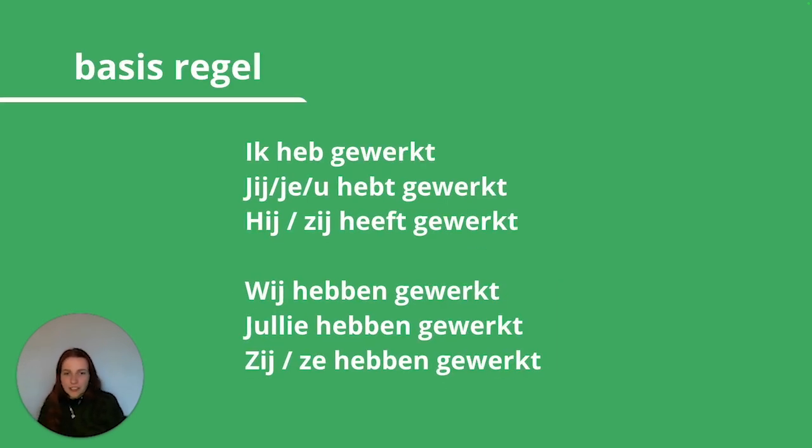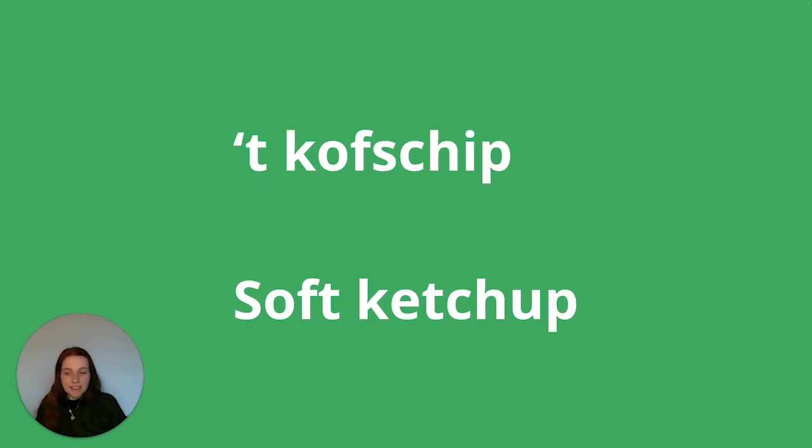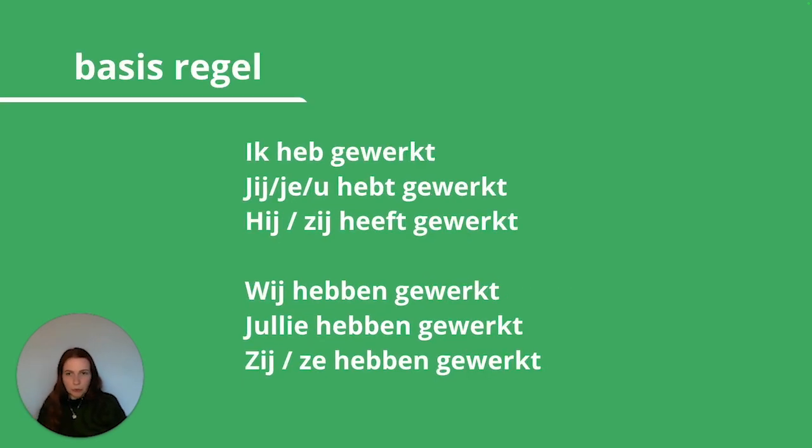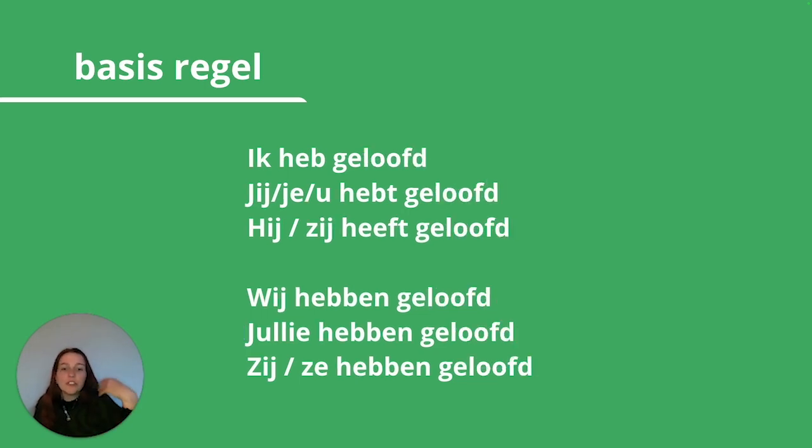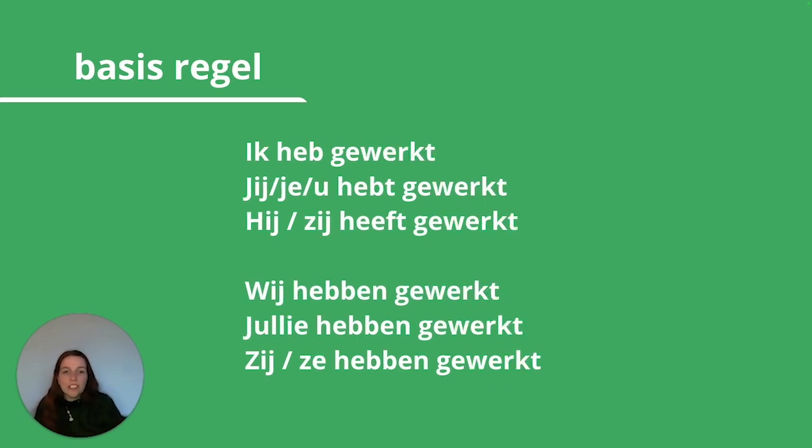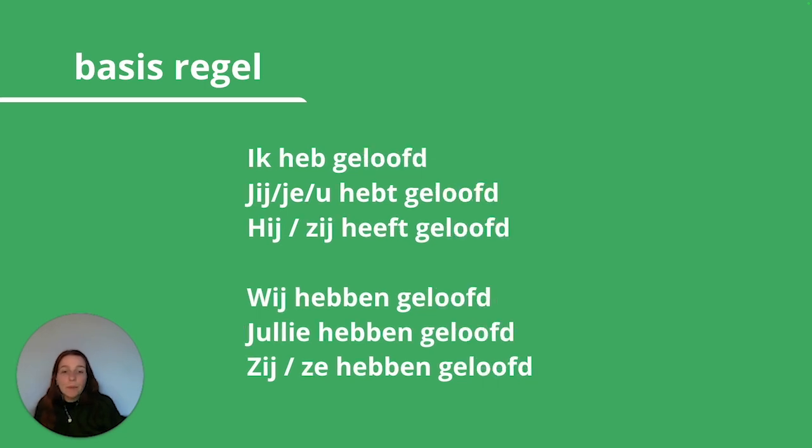But I will also explain it to you here. What is it? If you take the root, the stem of your verb, so for example here werken, or for example here geloven, we are going to have a look at the last letter of our stem, which with werken will be the K, and with geloven, it will be the V.